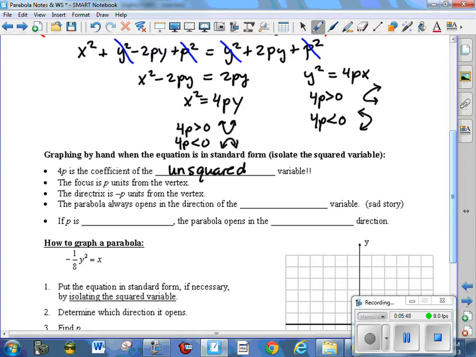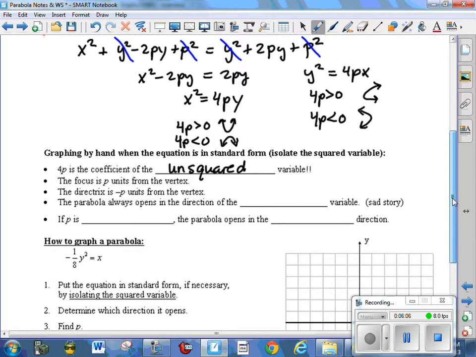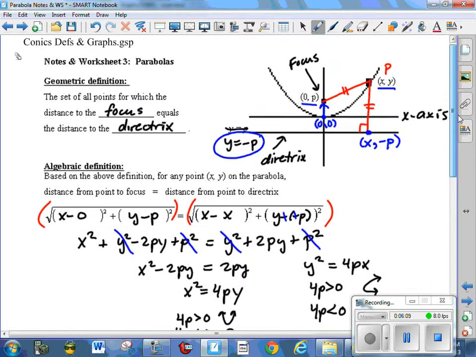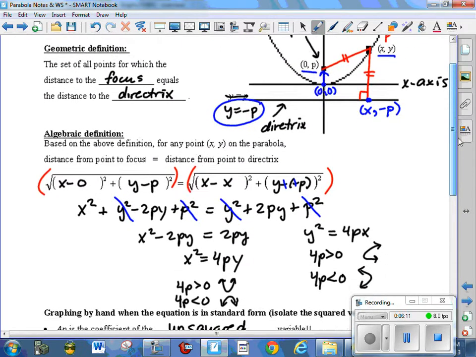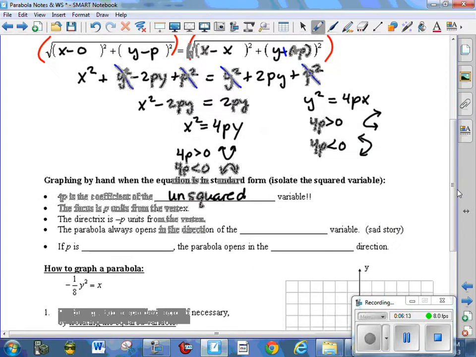The focus is p units from the vertex. The directrix is negative p units from the vertex. That's another important thing to remember. So when we see that coefficient 4p, if we divide that coefficient by 4, we know the distance from the vertex to the focus. The parabola always opens in the direction of which variable, squared or unsquared? Well, notice that when it opens up or down, the x is squared, and when it opens right or left, the y is squared. So it opens in the direction of the unsquared variable.